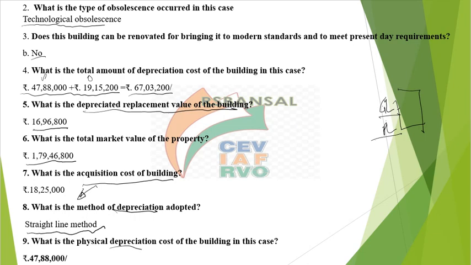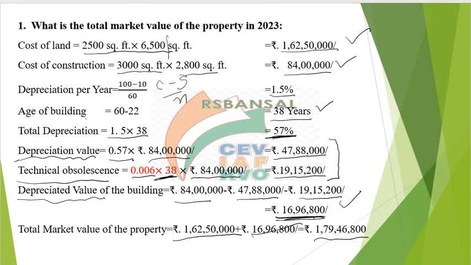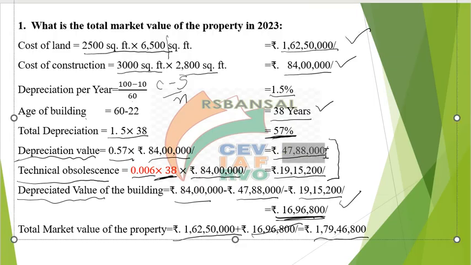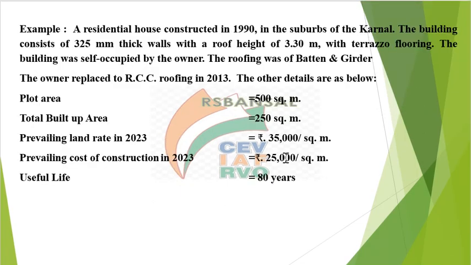And what is the depreciation cost of the building? You have calculated the depreciated cost of the building, 47 lakh 88,000. This is the depreciated cost of it. So remember, here he is asking you only for physical depreciation. See here, so it is 47 lakh 88,000.